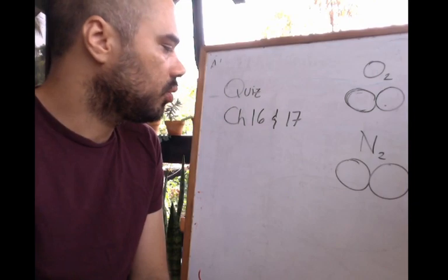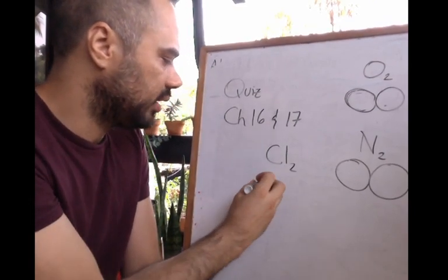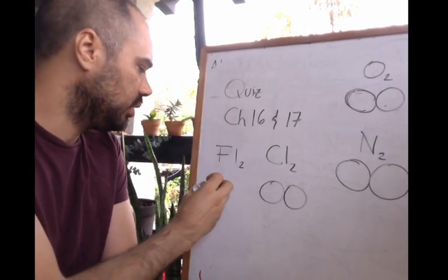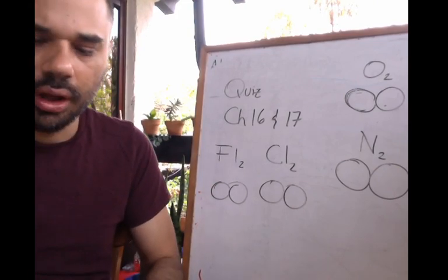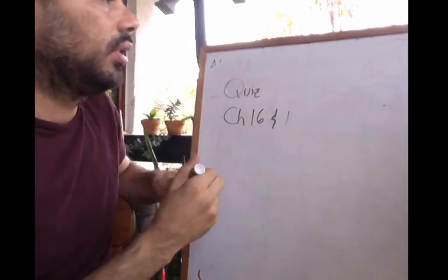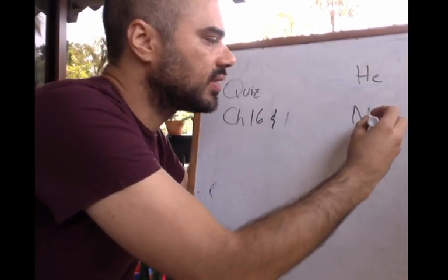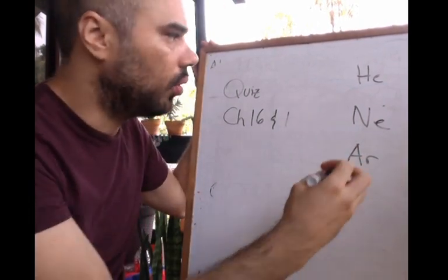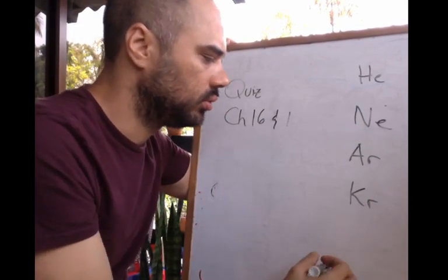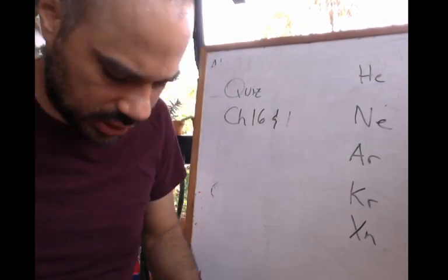Another one, chlorine. Chlorine is also a gas. We find it like this, two atoms. And we also have fluorine, another gas. We find it as two atoms. Now, the noble gases, we find them as individual atoms. And I will explain this in the next class. Why do we have noble gases that are found only as one atom? They are gases, but they are found only as one atom. Why? I will explain this to you in the next class.